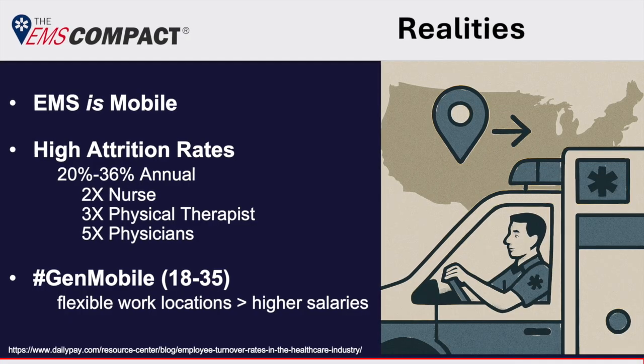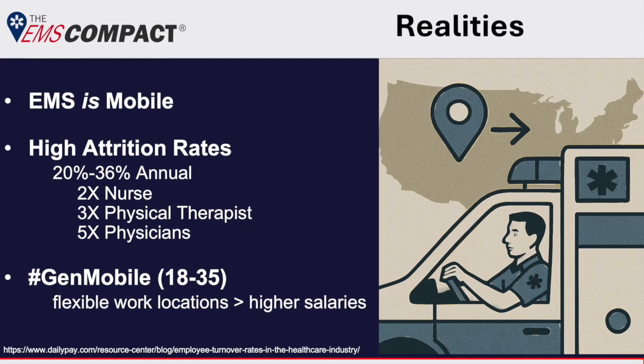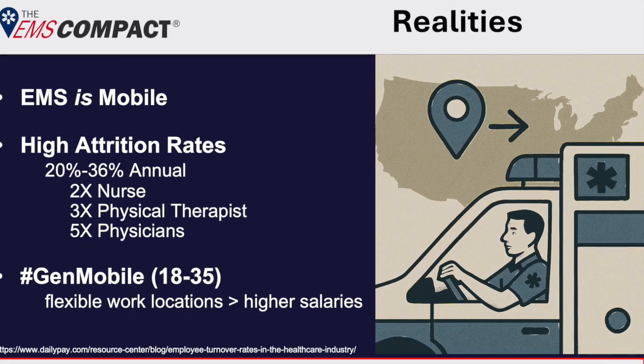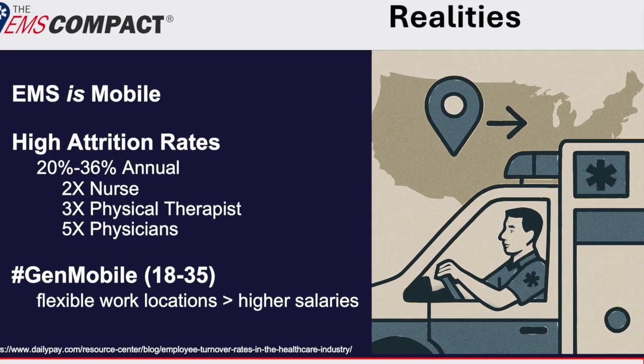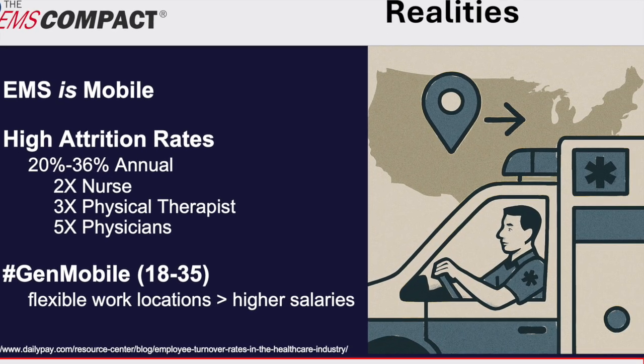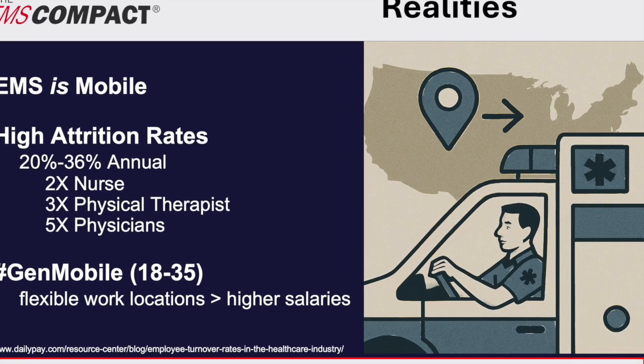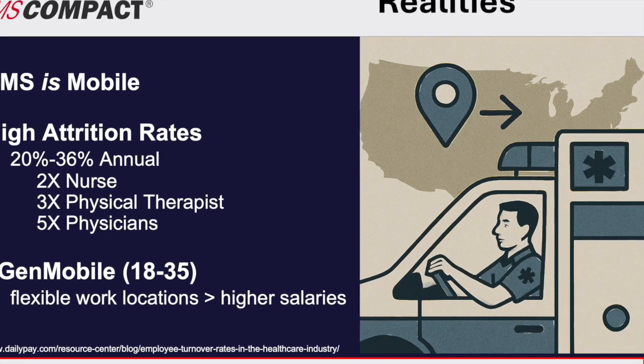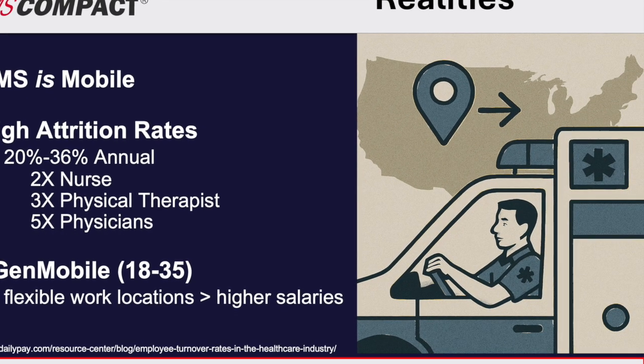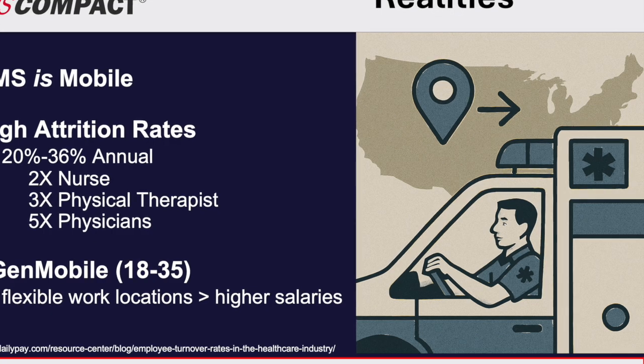The next thing is we know that EMS has a really high attrition rate, meaning the number of people who enter the profession leave, unfortunately, pretty quick. Every year, it's estimated that between 20 and 36% of EMS clinicians actually leave our profession. And so we have a tough time replacing people faster than they leave. This is twice the rate for nurses, 3 times for physical therapists, and 5 times the attrition rate for physicians.